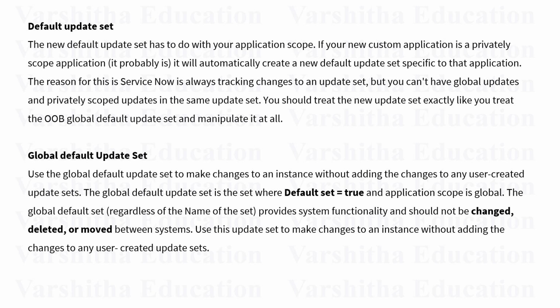Use this update set to make changes in an instance without adding the changes to any user created update sets. What is the meaning of this? For example, if no one has created an update set, then the changes go into the ServiceNow default update set. The user is not creating an update set directly, he is doing some modifications. That's why all the modifications are stored in the default update set, but it is not accepted to move this update set from one instance to another instance. That is the reason.